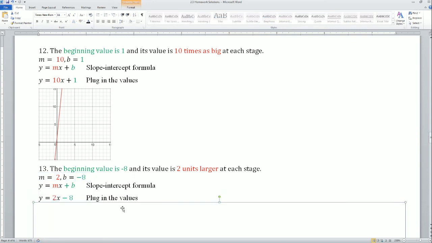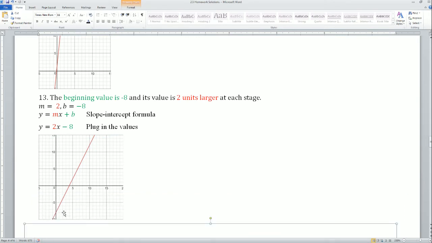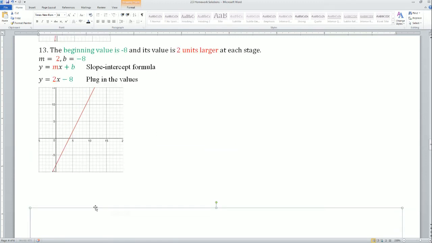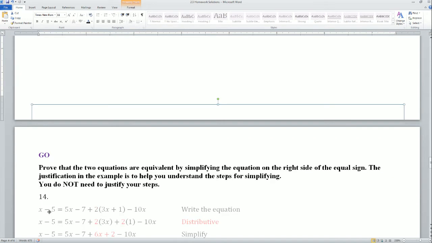Write your slope-intercept form because you have a slope. Okay, you have the slope of 2, and you also have the y-intercept of negative 8. Okay, graph it in. It looks like that. Y-intercept here is negative 8, and it is a positive slope, so it's going up. There you go. That is 13. And that's good, I think. Yep, now we have the go part.